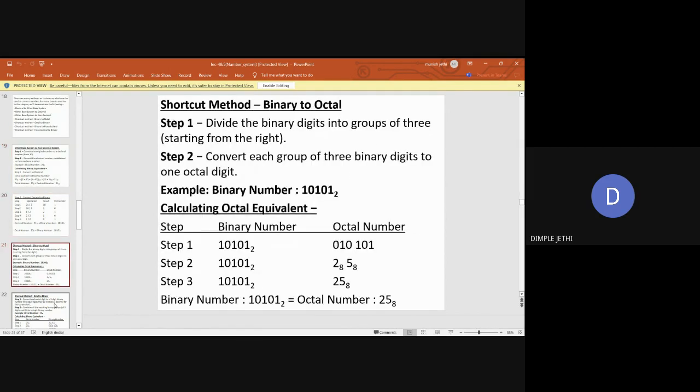What is the shortcut way if I have to convert this binary to octal? What is the shortcut way? There is one shortcut way also.